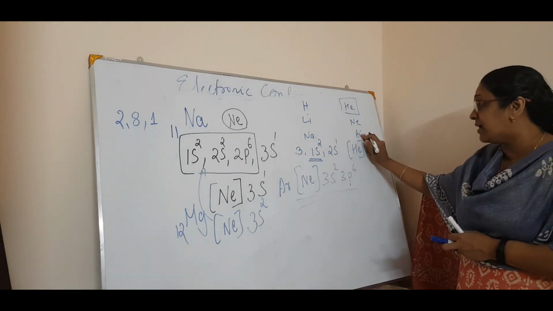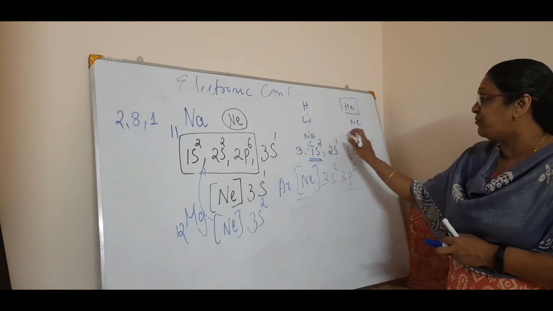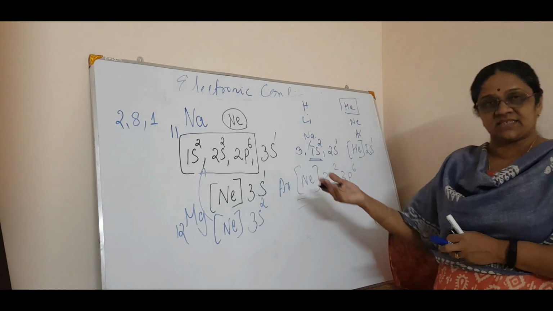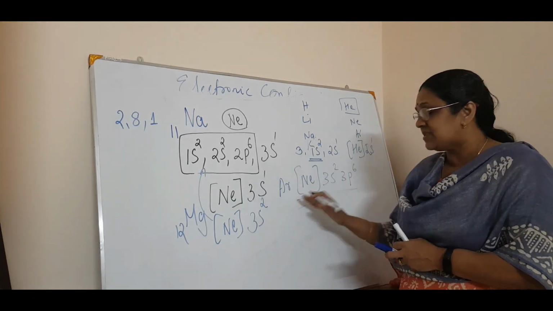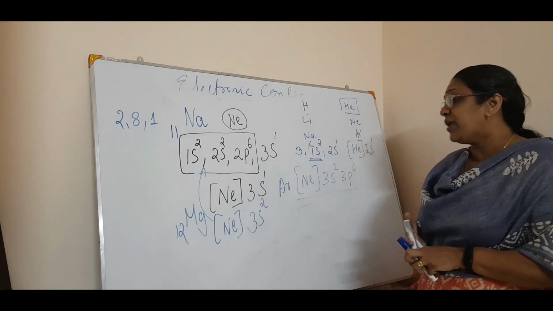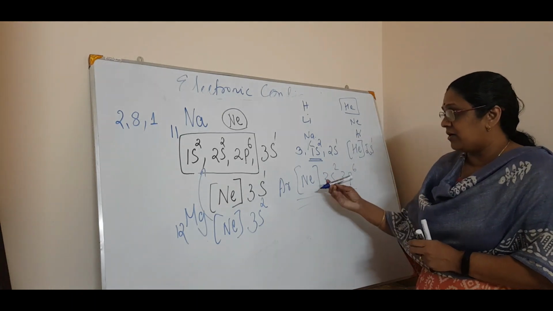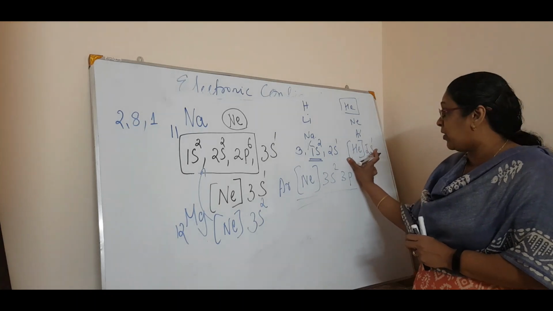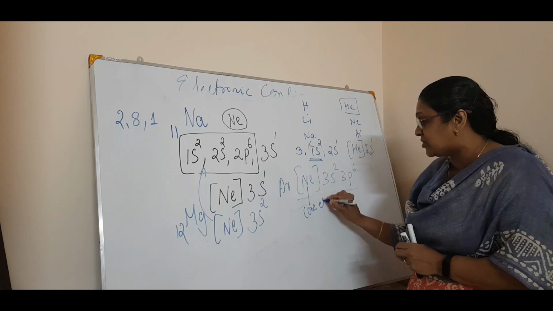So you can write argon, then the next. Hydrogen, lithium, sodium. For potassium, you can write argon, then the next thing, the orbital configuration, the spdf notation. Now in this case, if you write like this, you call this neon or this helium, which you put in brackets, core electrons.